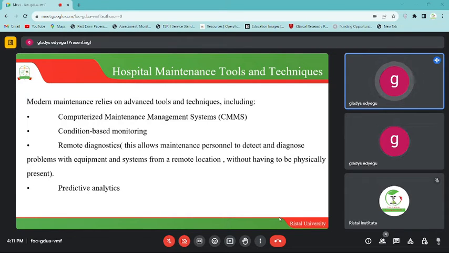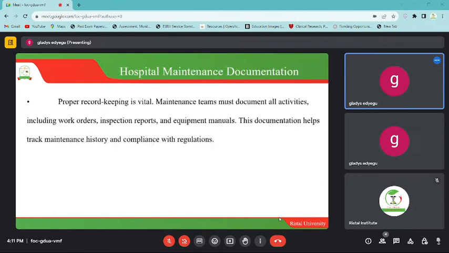So this predictive analytics is in relation to that predictive maintenance strategy, or predictive maintenance method, which we talked about in the previous slide. And I remember promising that we are going to tackle it and understand it more in the following slides. So, hospital maintenance documentation. In everything that you do, you have to prove that you have done it, and therefore there should be a documentation that should tell you or any other person that this has been done.